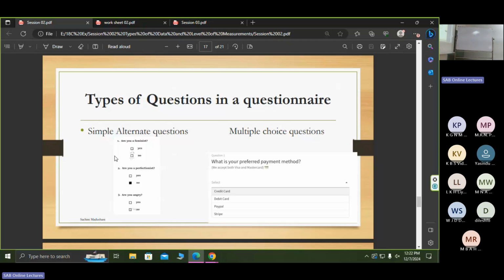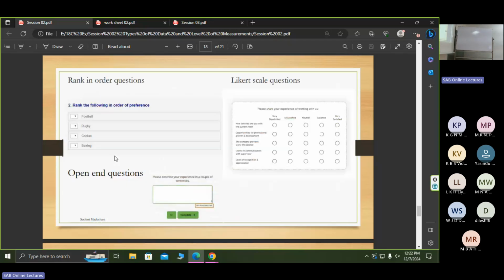The third type is the ranking order question. It means when the question asks you to rank based on your preference, we rank them in order. For example: rank the following in order of preference. There are four choices, the sports football, rugby, cricket, boxing. Based on your preference, you can rank them.